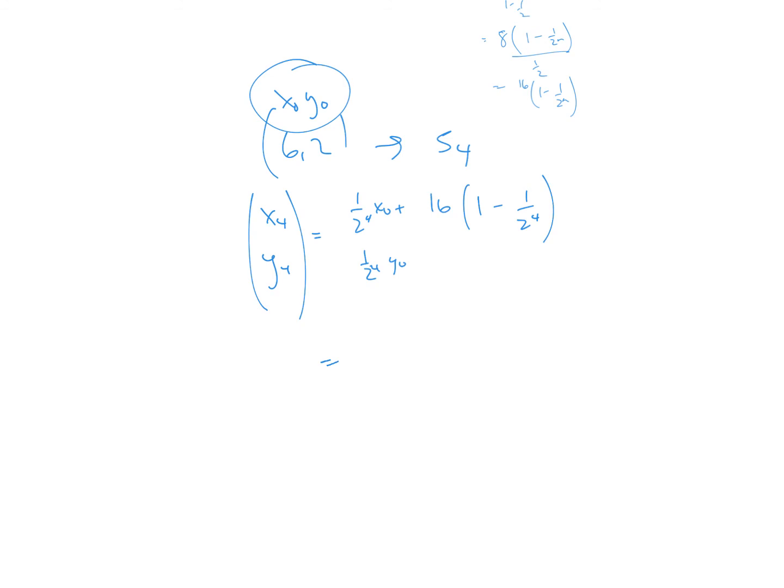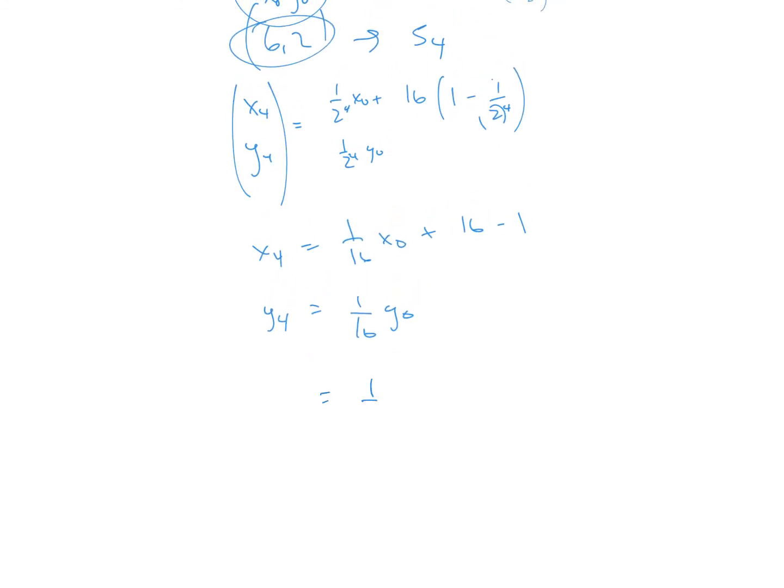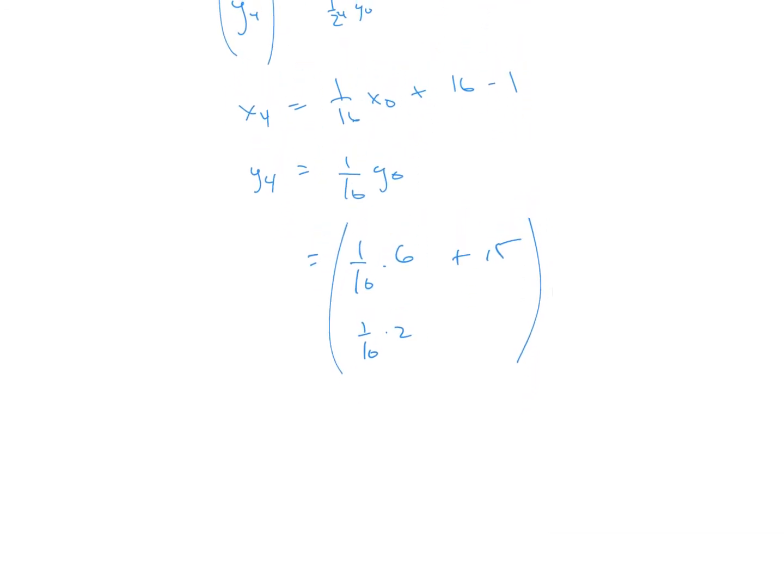And if I do that, this is 1 over 16 x0 plus 16 minus, if I distribute, 16 minus 1. This is 15 as well. And this will be 1 over 16 y0. So this will be x4, y4. Now I recognize here is my x0, y0. And so I can go 1 over 16 times 6 plus 15, and I put the 2 in, I get 1 over 16 times 2. And when I do all this calculation, and I'm just looking at my notes, I get 15.375, comma, 0.125. This will be the point that I end up with. Okay. If there's any parts you want to talk about some more, let me know.